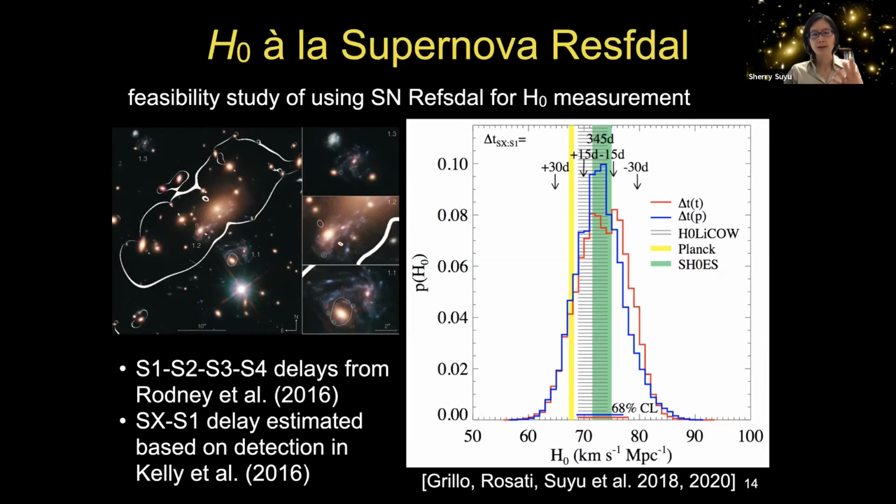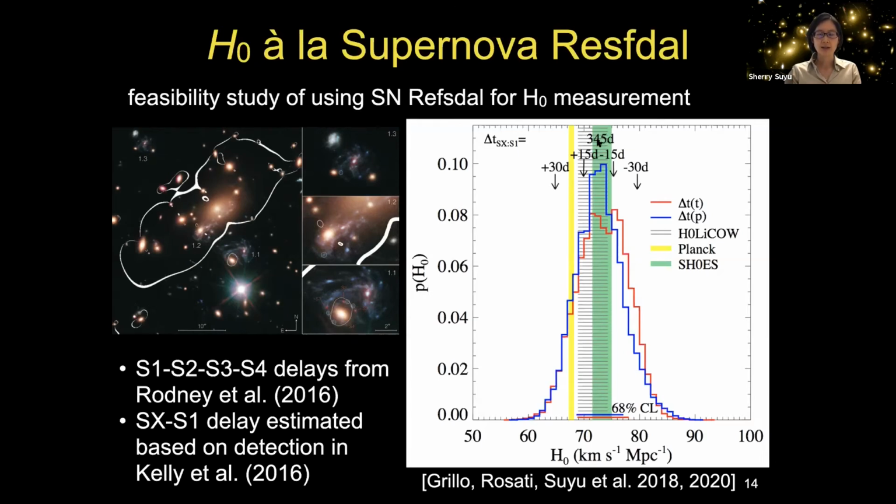Essentially, the question is how well can we actually model this complicated cluster mass distribution for precision cosmology? So we have used the delays measured between the four, S1, S2, S4, so the 4 short delay images, and then an estimated delay of the image SX based on that single detection in Pat Kelly's paper. And on the right, you can see basically the probability distribution of the Hubble constant from our mass models that incorporates all these various systematics that we can think of, assuming a time delay of 345 days.